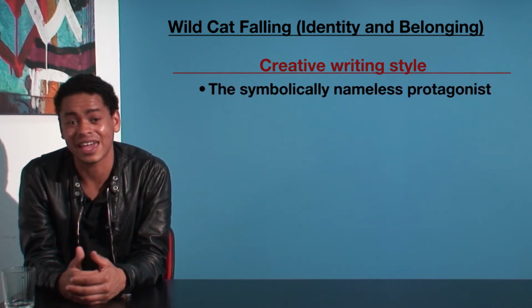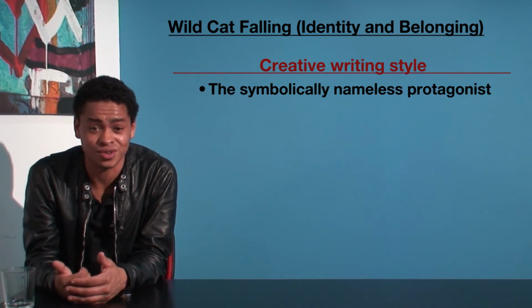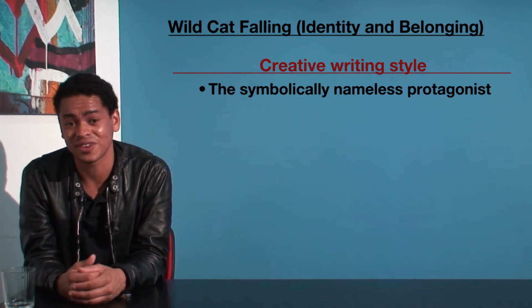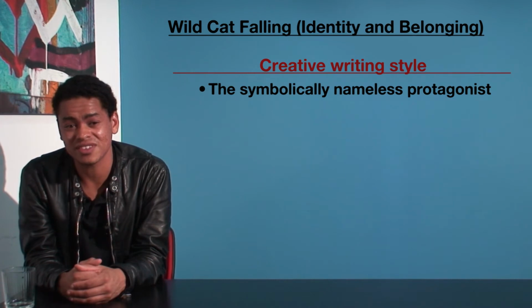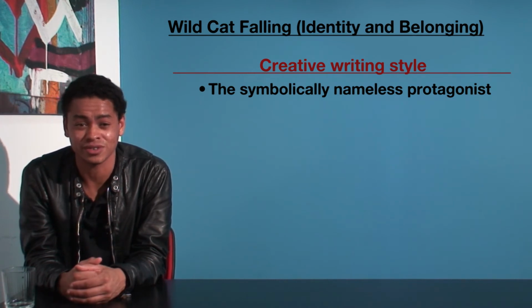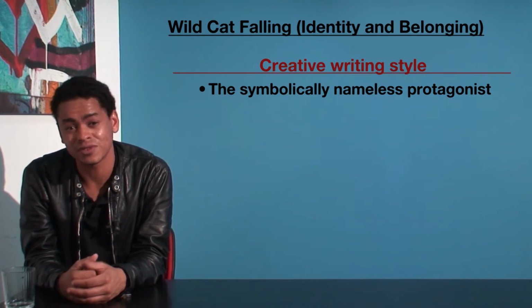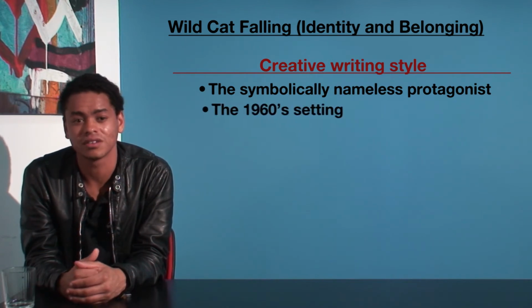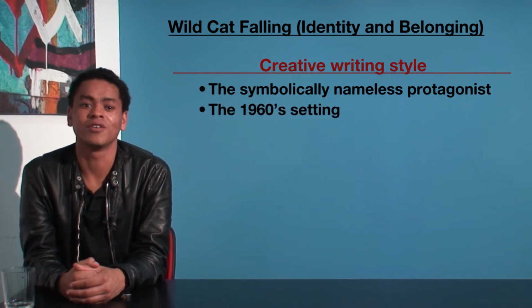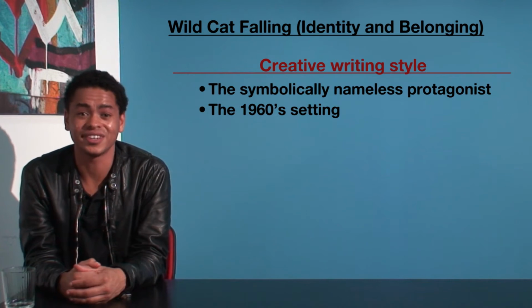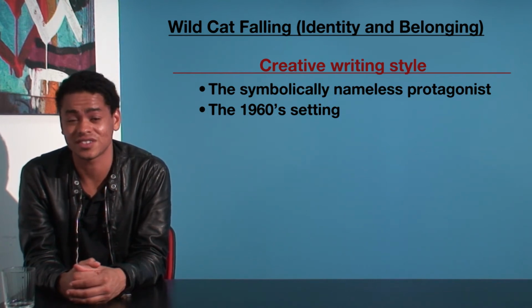The symbolically nameless protagonist, the central character of the story, is never identified by his first name. This can be a tool to represent the all-too-common experience of Aboriginal youth with incarceration and a confused sense of heritage and belonging. The 1960s setting of the novel is seen through language choices like bodgy and specific regulations on Cox as an Indigenous man.